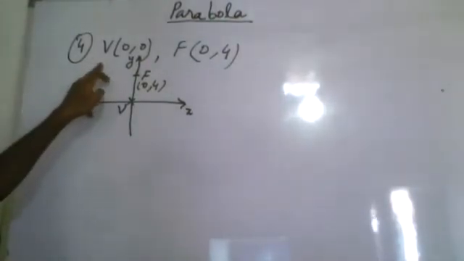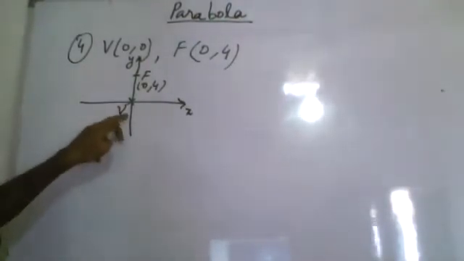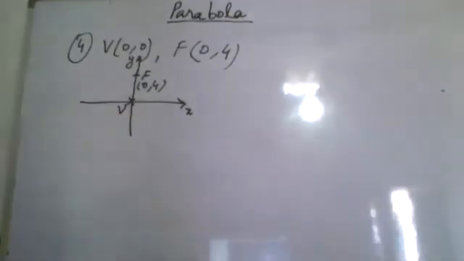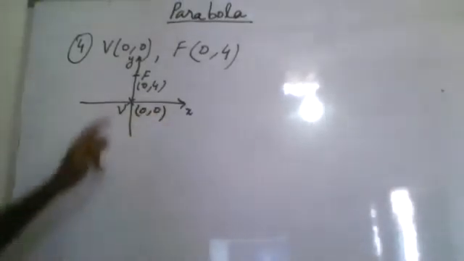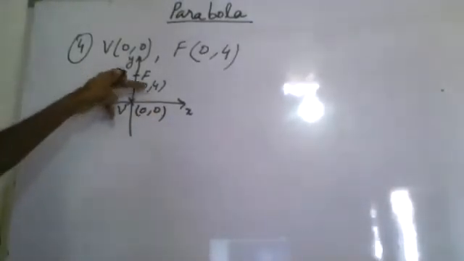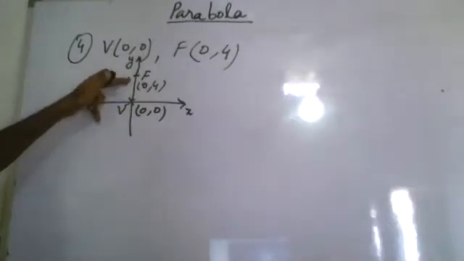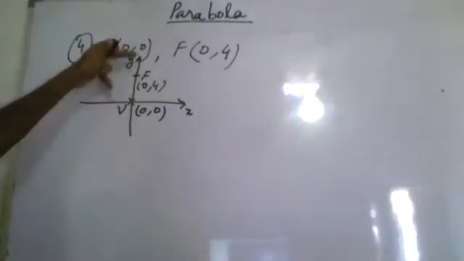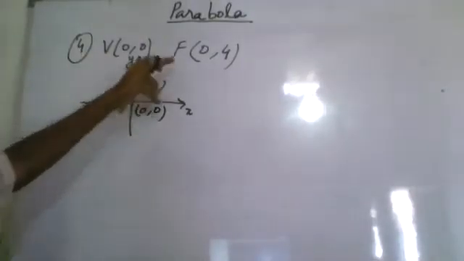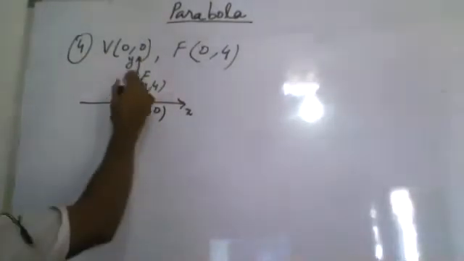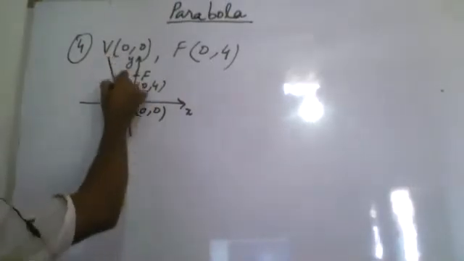Vertex at origin. This is the vertex at origin 0 0. Focus f 0 comma 4. So that means this is the line. So the line of symmetry, or the transverse axis, or the axis of the parabola, will be the positive y-axis.